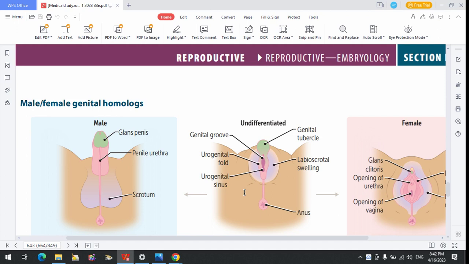So what is the last one? Then the labioscrotal swelling. In the female it is the labia majora, and in the male it is the scrotum.